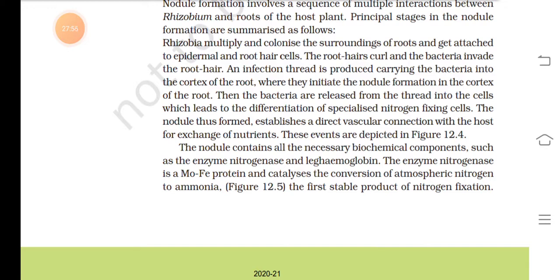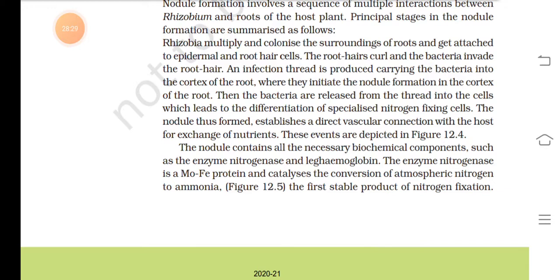The root hairs curl and the bacteria invade the root hair. An infection thread is produced, carrying the bacteria into the cortex of the root, where they initiate the nodule formation in the cortex of the root. Then the bacteria are released from the thread into the cell, which leads to the differentiation of specialized nitrogen fixing cells. The nodule thus formed establishes a direct vascular connection with the host for exchange of nutrients. These events are depicted in figure 12.4.